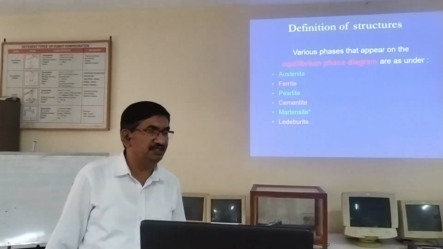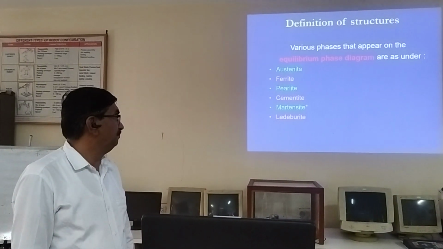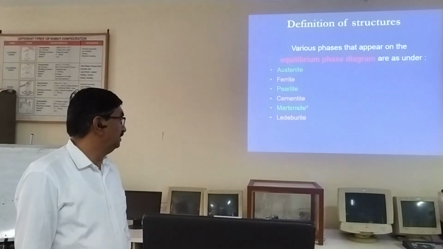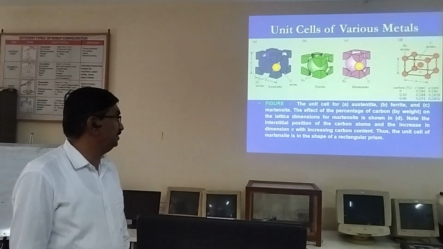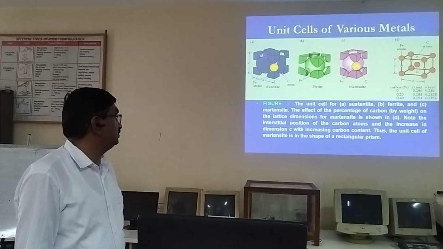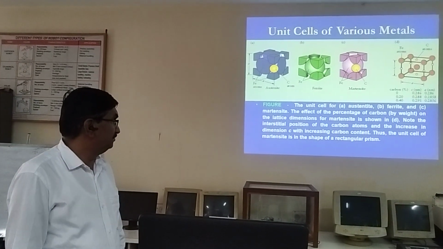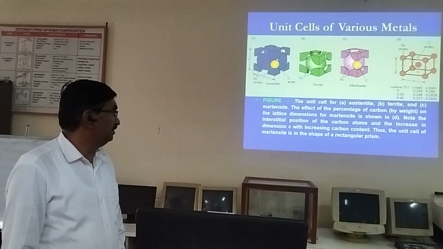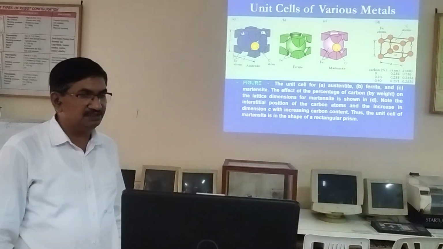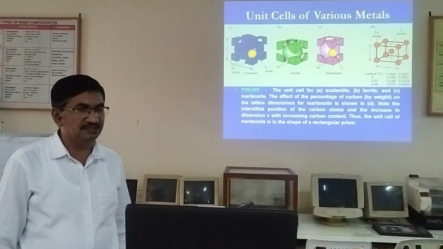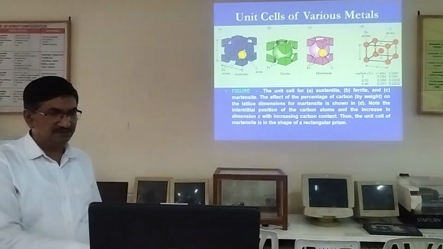There are different phases that occur when we are adding carbon to iron: austenite, ferrite, perlite, cementite, martensite, and ledeburite. These are the different structures. Austenite has the FCC structure, while ferrite and delta ferrite have the BCC structure. Depending upon the structure, how the molecules are arranged and how compact they are, the strain and elongation vary based on the constituent.